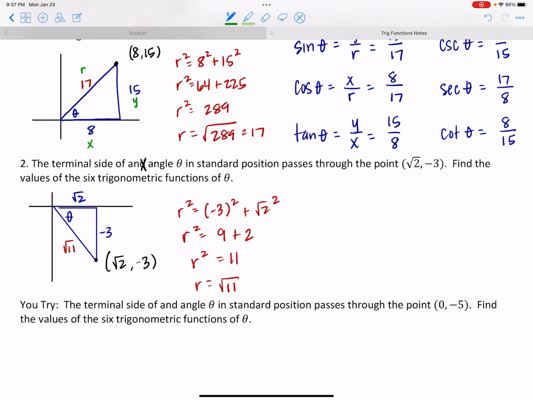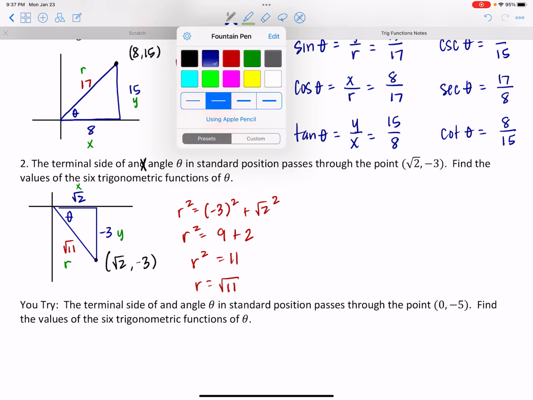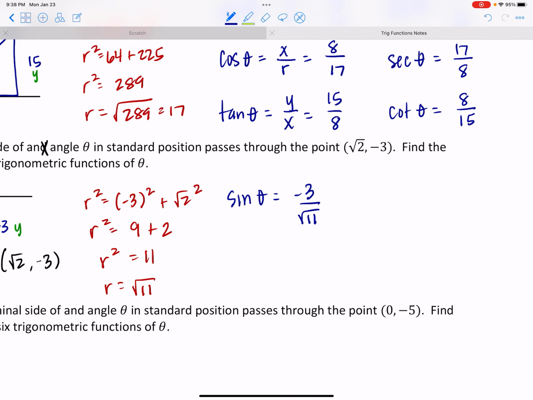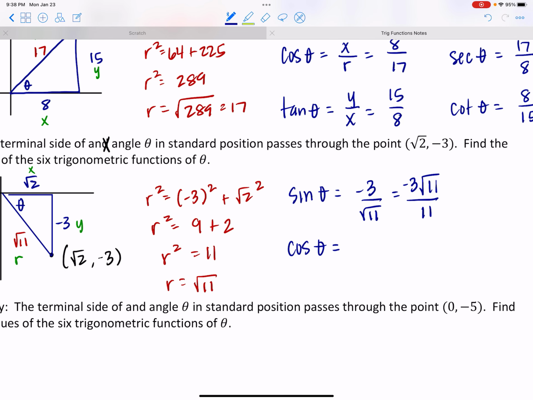And now again I have my x value I was given, my y value I was given. Now I also have r, so I can find all 6 trig functions. So the sine for our angle, again, that's y over r, so that's negative 3 over radical 11. And we're going to rationalize that. So if I multiply the top and the bottom by radical 11, I'm going to get negative 3 radical 11 over 11. The cosine for theta, that's going to be our x over r. So that's radical 2 over radical 11.